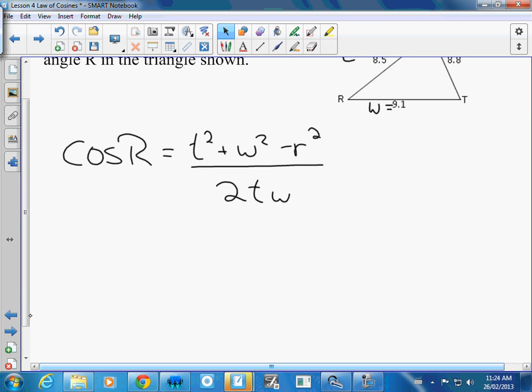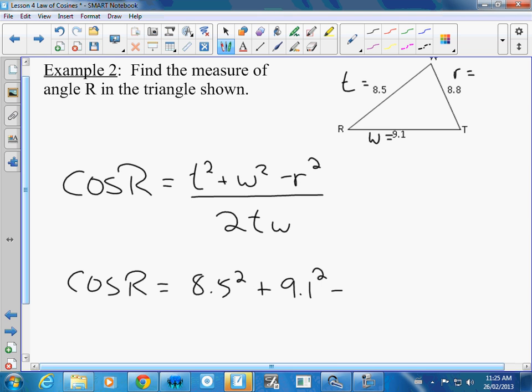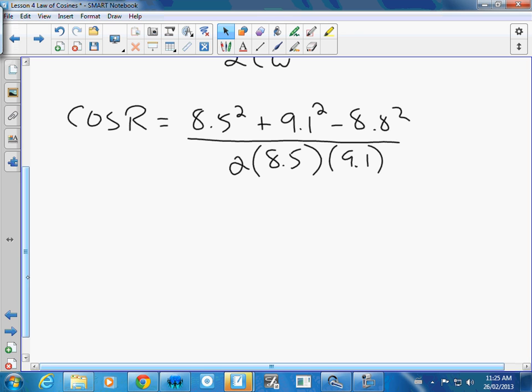Okay, plug it in. So cos of R is, oops, I can't even see the board. T is 8.5 squared plus what's W? 9.1 squared minus 8.8 squared all over 2 times 8.5, 9.1. Basically, guys, when you do the math, do all the top, do all the bottom, then do your division, right? Do all the top, do all the bottom, then do your division. Easiest way to keep it organized.